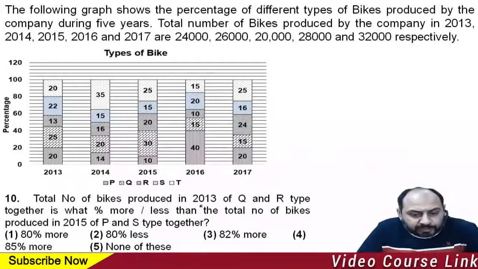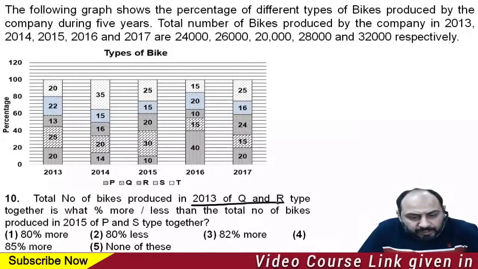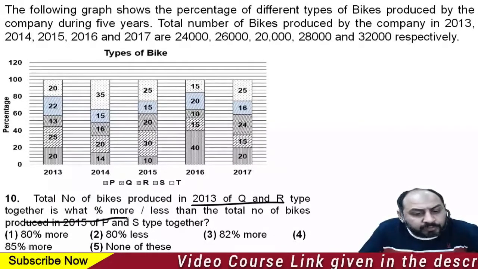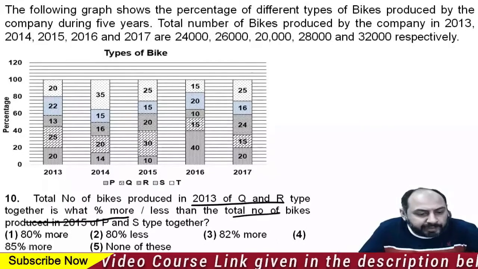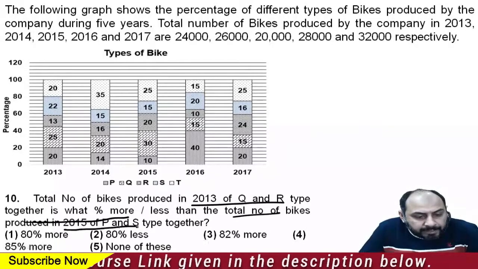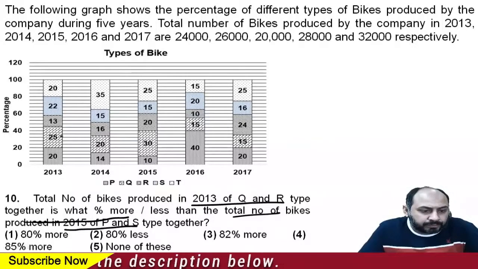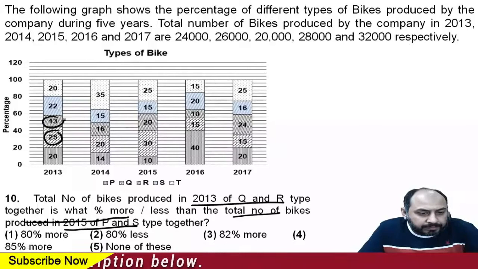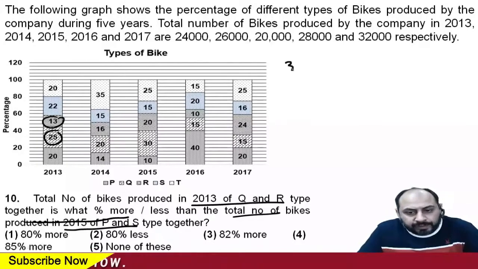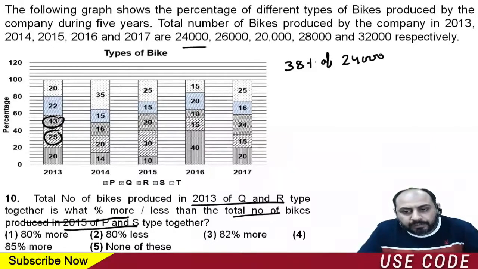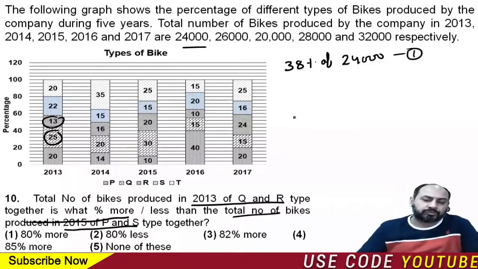Total number of bikes produced in 2013 of Q and R type together is what percentage more or less than the total number of bikes produced of P and S type in 2015. So for 2013, Q and R, we have to find 38% of how much? 24,000. This is the first value we're supposed to find, right?